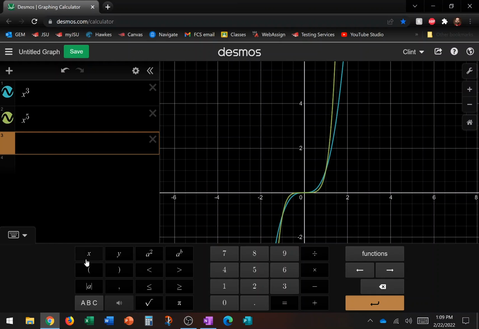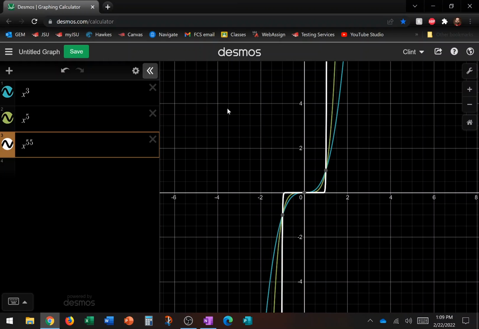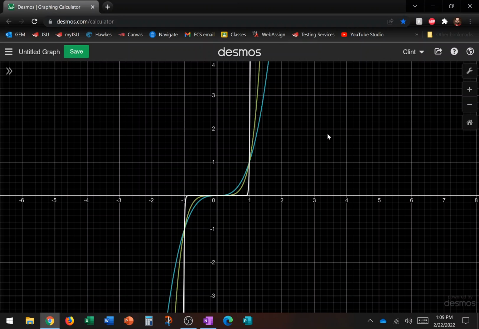Let's try a big one. So x to the 55, that's odd. That's the white one. So same kind of things happening. It's kind of flattening out down here around 0, and then we have a steep turn when we get close to 1. But they all have the same basic shape, right? They all go down to the left, and then come up through 0 somehow, and then go up to the right. That happens when our exponent's odd.